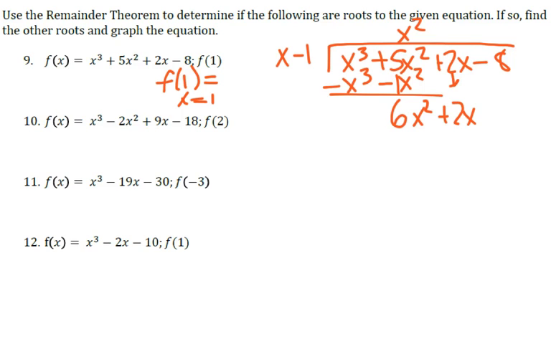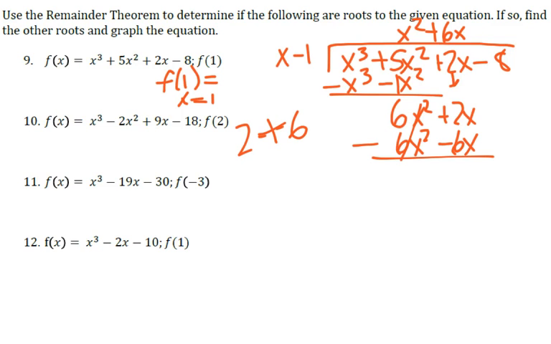To get 6x squared, we have to multiply by 6x. 6x times x gives us 6x squared. 6x times negative 1, negative 6x. Then we subtract. That becomes 0. 2 minus a negative 6. Remember, that's like positive. So we get 8x minus 8. So we multiply by an 8. 8 times x gives us 8x. 8 times 1, minus 8. Subtract that, we get 0.